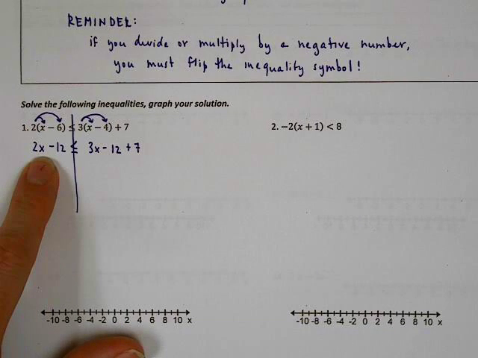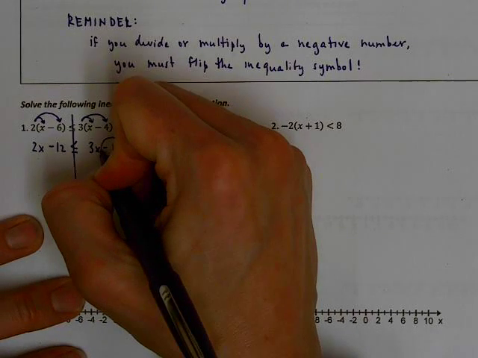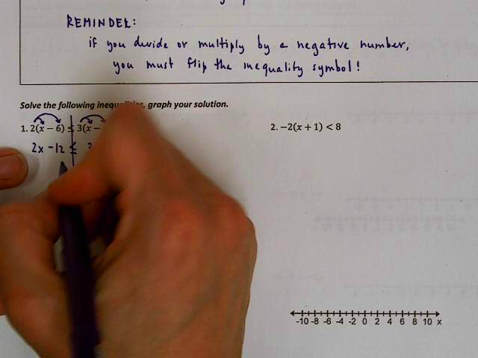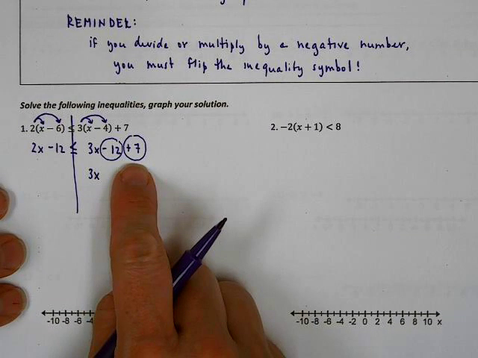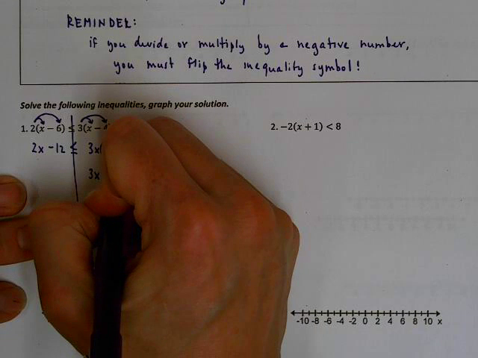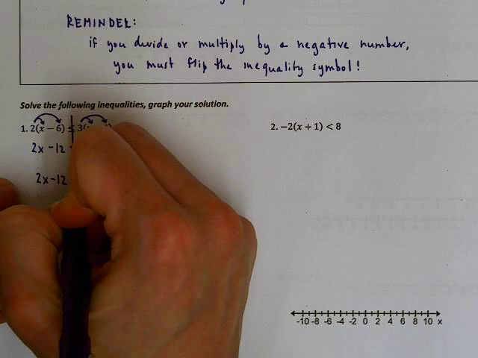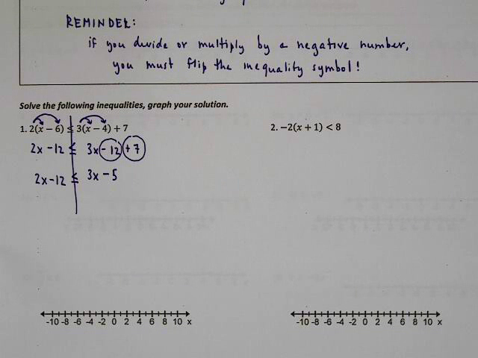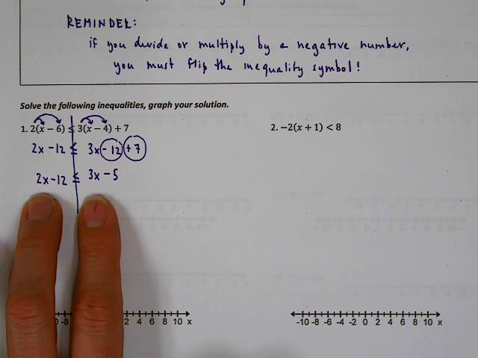Now, my left side is looking okay, but I notice on my right side, I actually have a pair of like terms here. So I'm going to deal with those before we go on. So I'm going to simplify this side. This is going to be 3x. If I do negative 12 plus 7, I'm going to get a negative 5. So now I've got 2x minus 12 is less than or equal to 3x minus 5. So now there's a couple ways we could deal with this. I have variables on both sides of the equation. You may do a different way than me, which is fine.